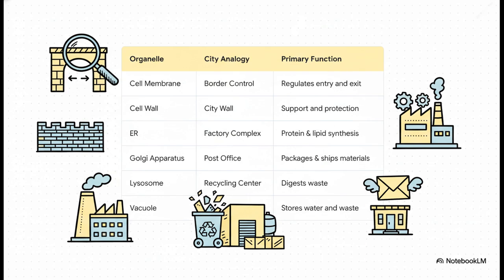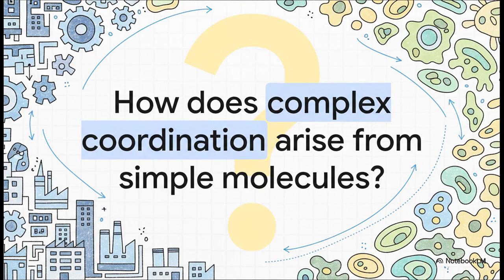We saw the cell wall as the strong city wall, the cell membrane as the smart border control, the ER as the factory, the Golgi as the post office, lysosomes as the recycling center, and the vacuole as the warehouse. See? Each part has a really distinct job, but they all have to work together in this one beautiful, coordinated system. And I'll just leave you with this final, kind of mind-blowing thought. This intricate city, with all of its complex machinery and perfectly coordinated functions, it is repeated trillions of times just to make you who you are.